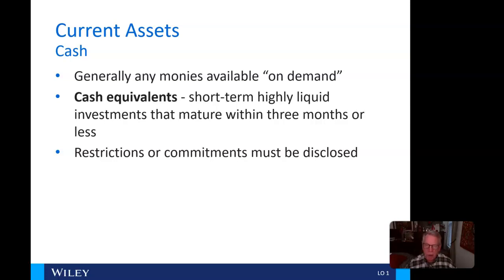for a cash equivalent. And you can find that these short-term investments don't vary any, or if so, very, very little from what we invest in, like putting money in a bank account. And of course, any restrictions or commitments must also be disclosed.